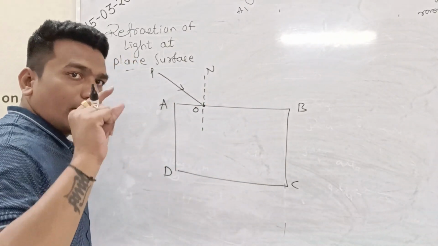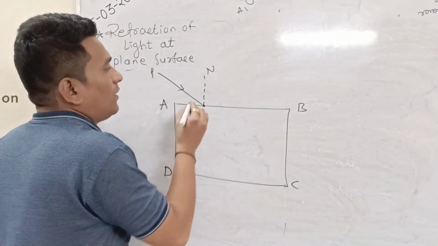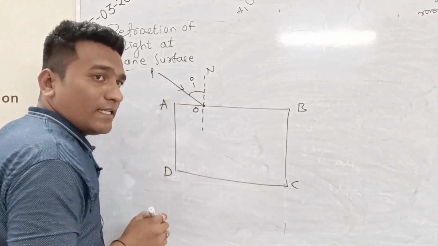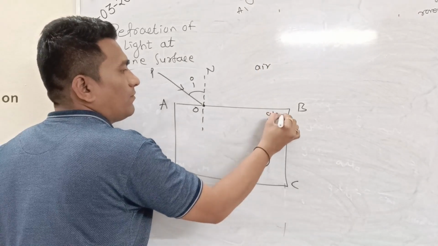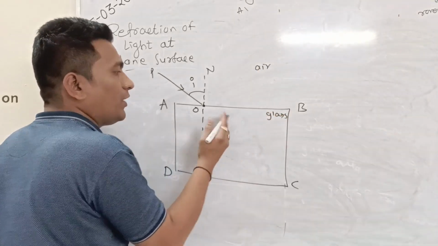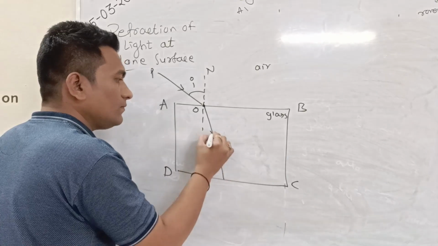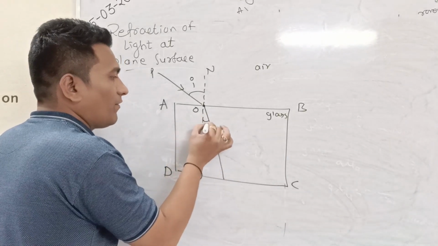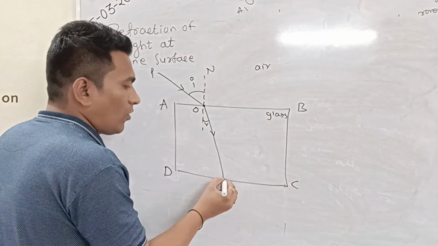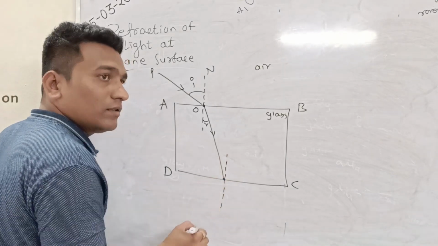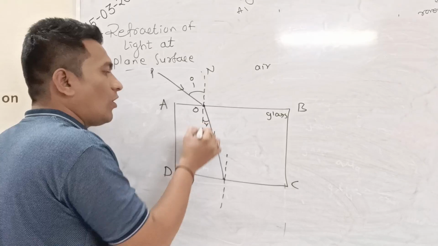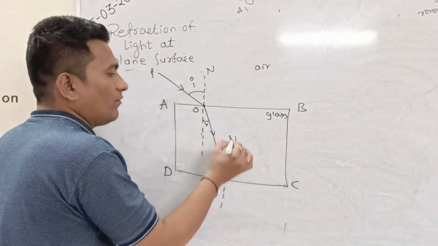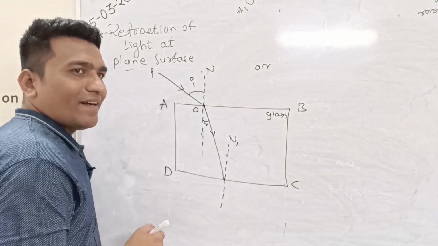You remember that glass slab? This angle is the angle of incidence. This is air medium, this is glass medium, so the light ray will bend towards the normal. This is the angle of refraction. If I draw the normal line over here, again if you see this normal and this normal, will they be parallel?